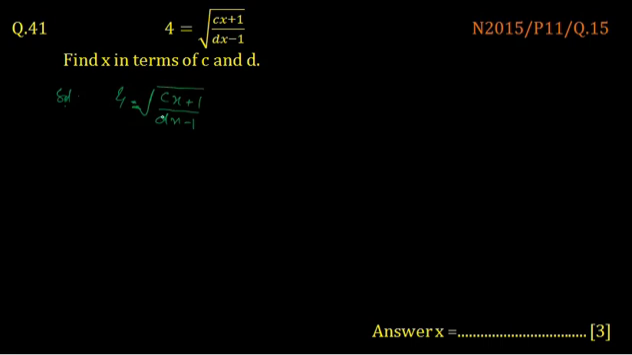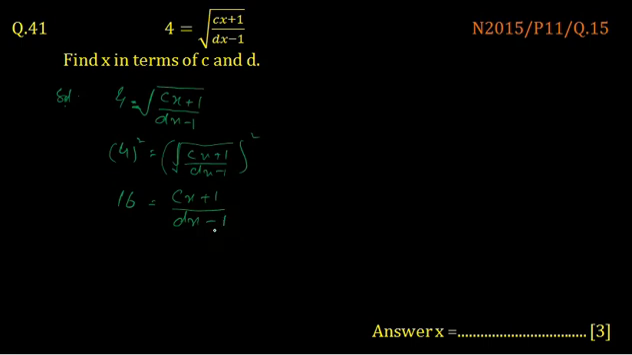We have to find the value of x, so we must remove the under root. So, take the square both sides. It becomes 4 square and it becomes cx plus 1 divided by dx minus 1 for the whole square. So it becomes 16 and is equal to cx plus 1 divided by dx minus 1.